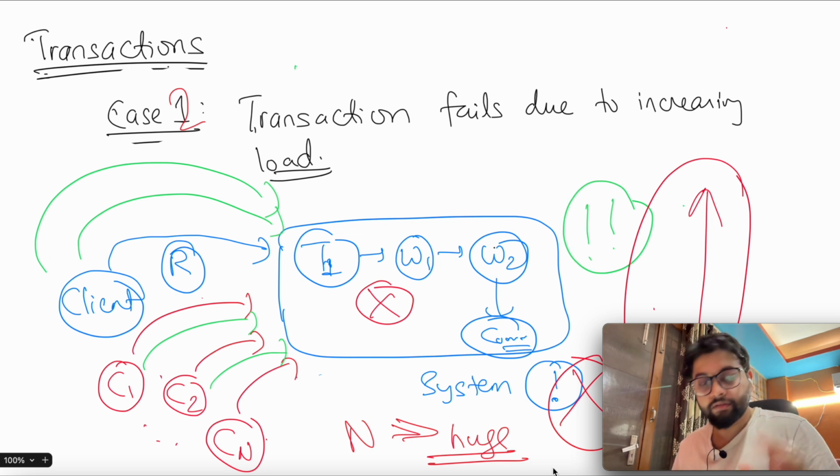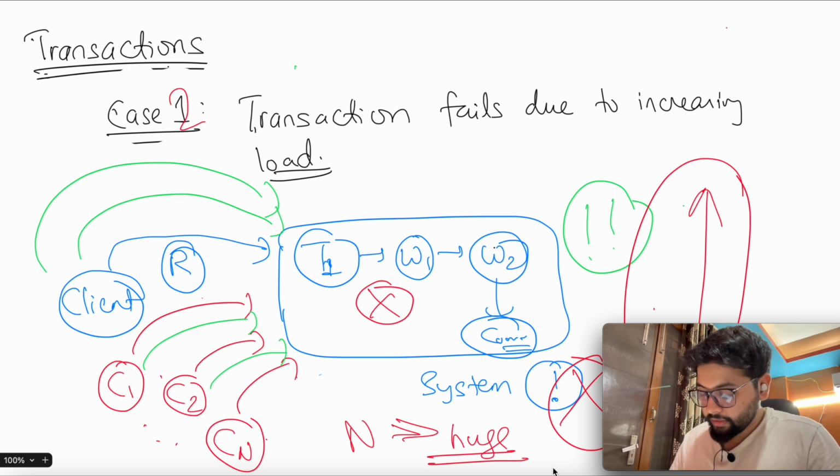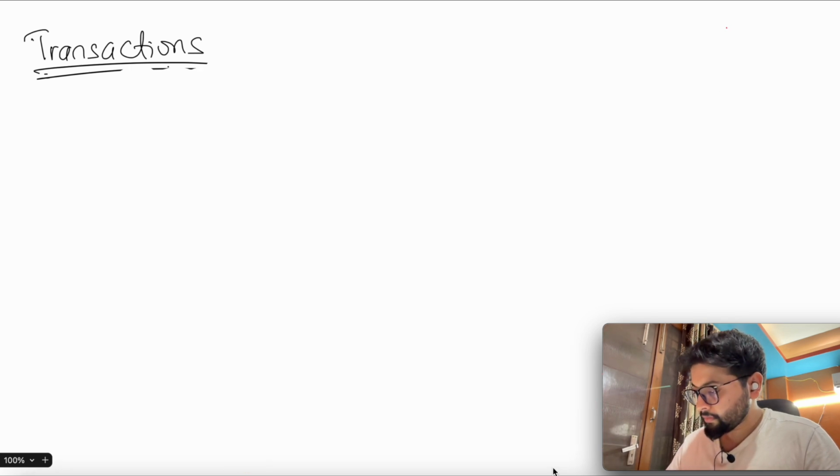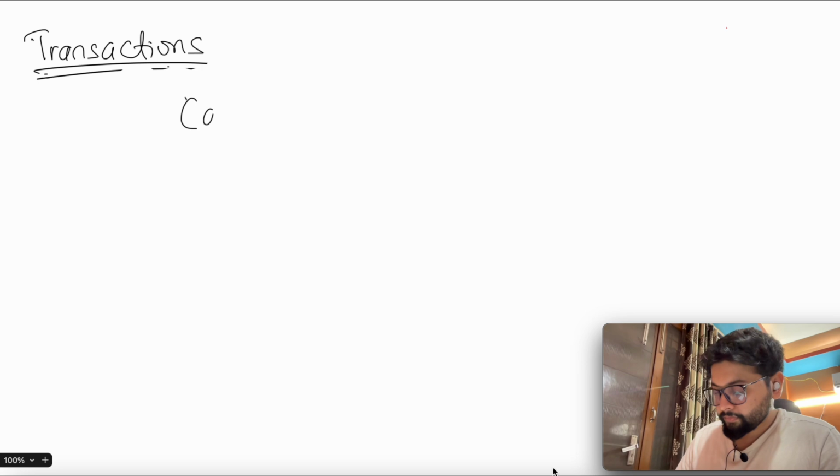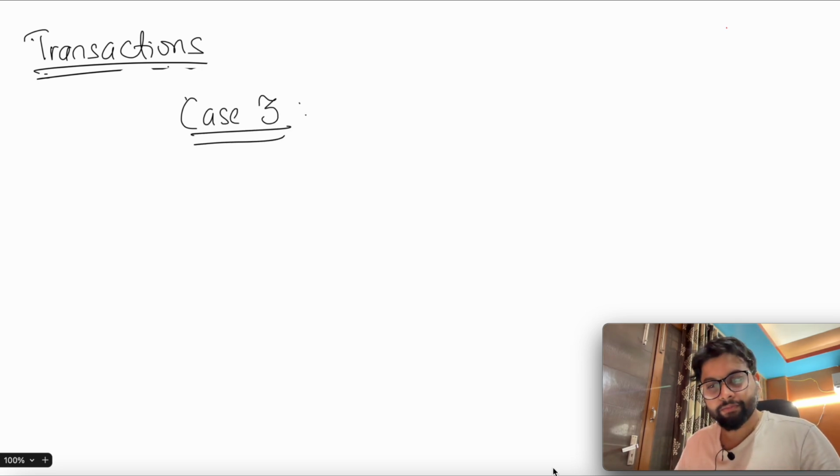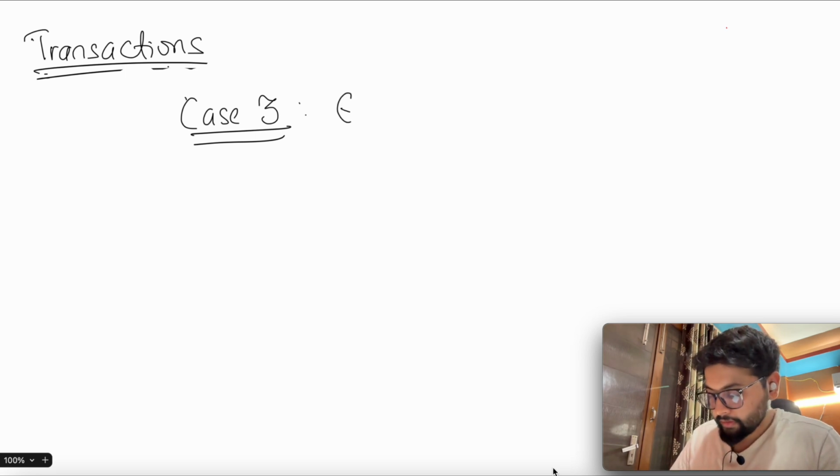Okay, now let's look at case 3. I'll quickly erase this up. Now let's look at case 3. So case 3 is basically if a system is performing some external operations, right?